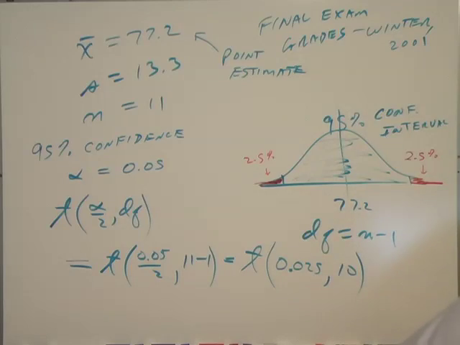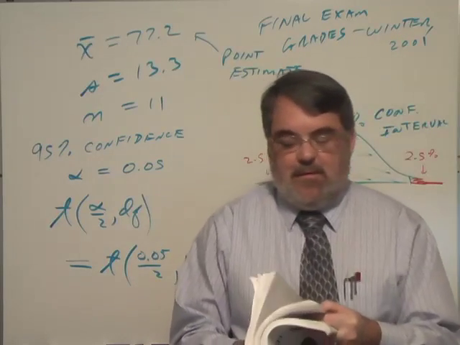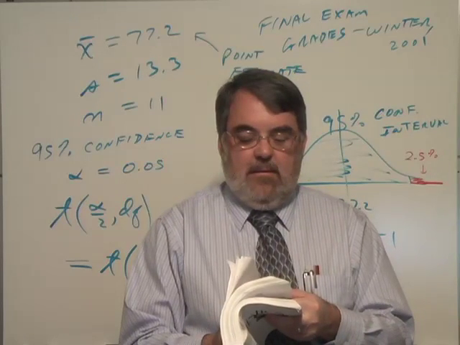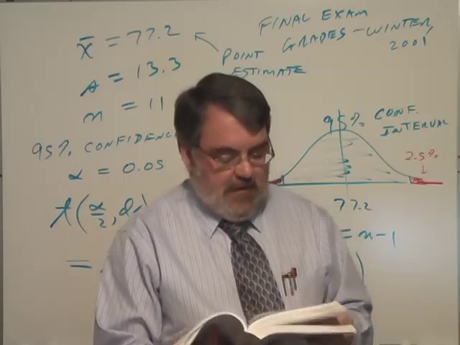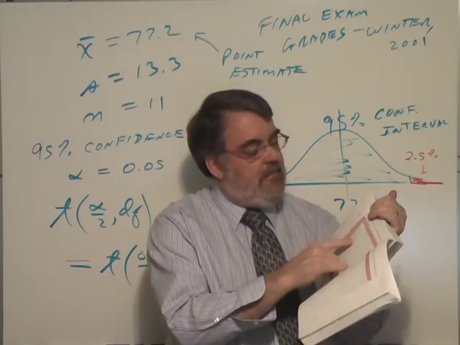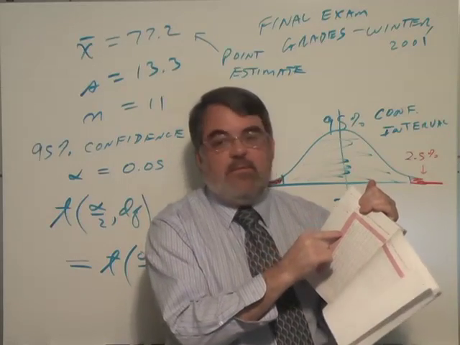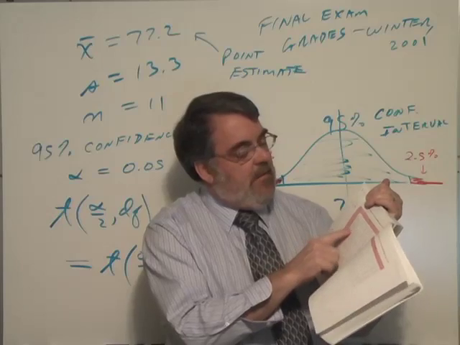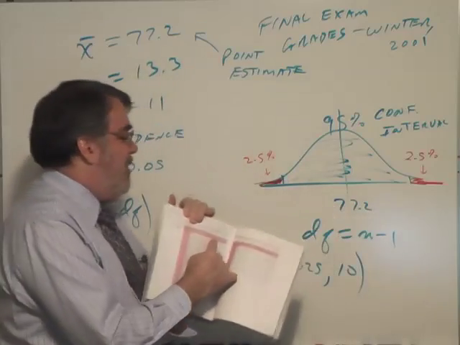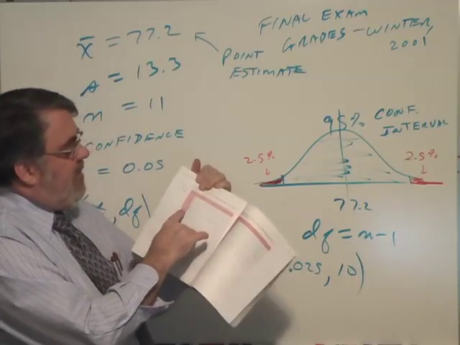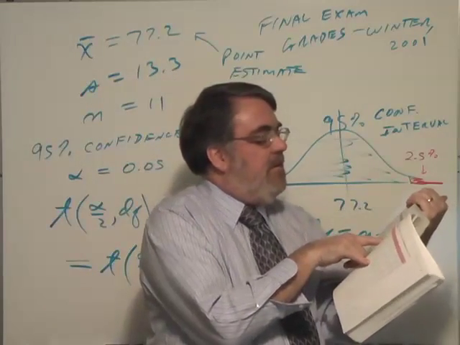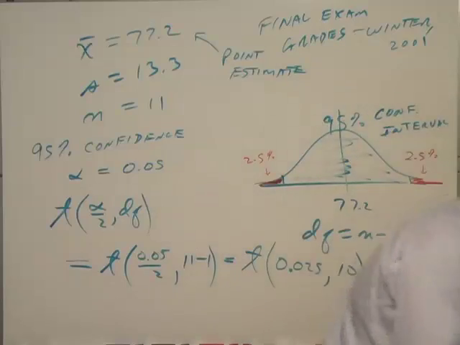Well, let's go look it up in the book. It's on page, I think, 650. So try to find that in your book. Okay, page 650. And I'm going to go down to 10 degrees of freedom. So the 10th line down, left-hand column says degrees of freedom, 10 degrees of freedom. And I'm going to go over to under where it says probability of 0.025. So 10 degrees of freedom, probability of 0.025, and the number in the chart reads 2.23.